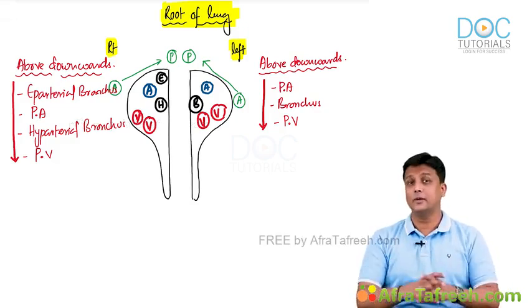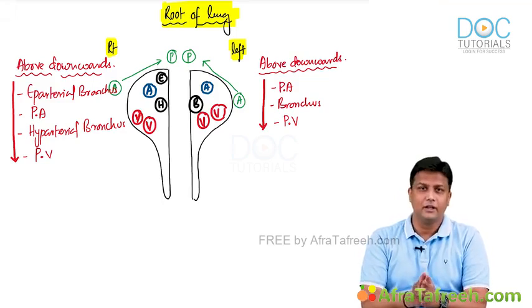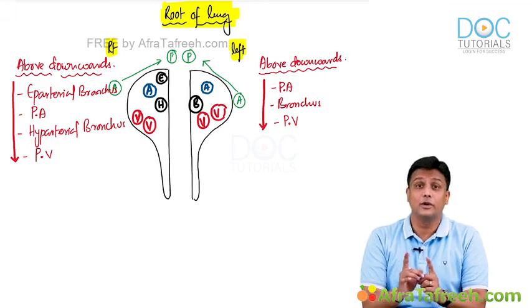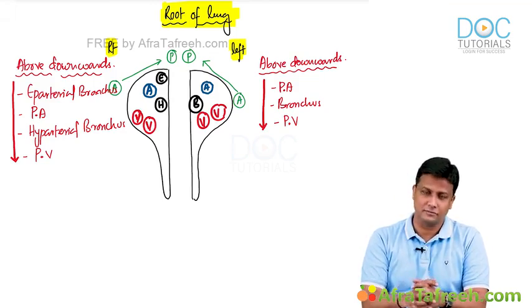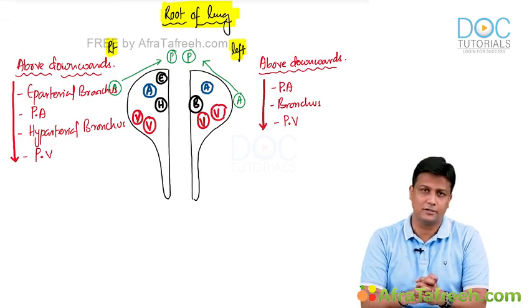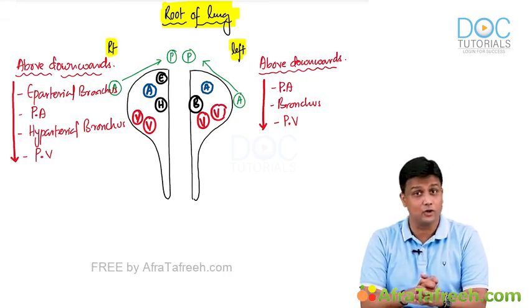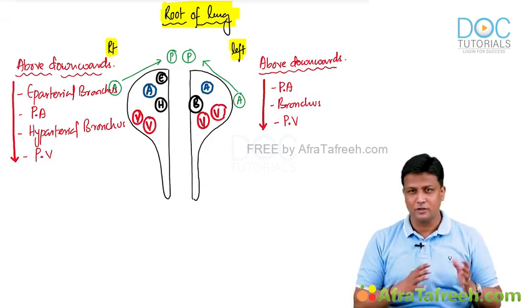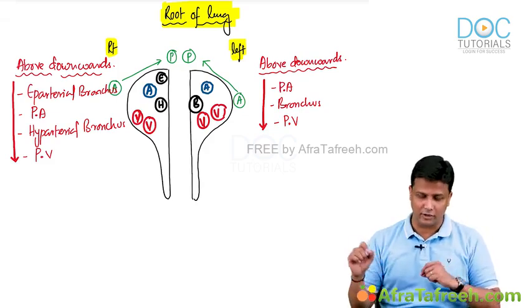Or otherwise, nowadays in the INI CET exam, they have started with the latest trend questions, and in those questions they are even asking you about the sequential arrangement of the structures. So they might give you all the structures and ask you to arrange them in sequence from above downwards. So these kinds of questions are possible in this topic, and you have got to be very careful. Don't directly jump into the root of the lung and study. Try to make a proper concept starting from the tracheobronchial tree.